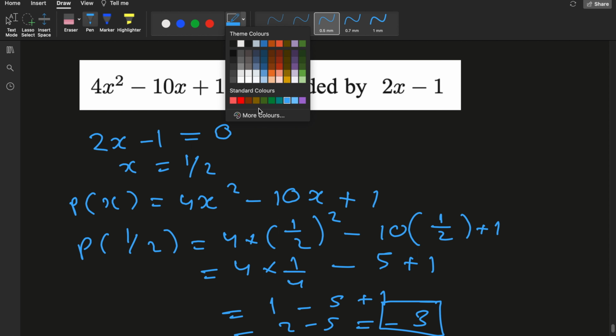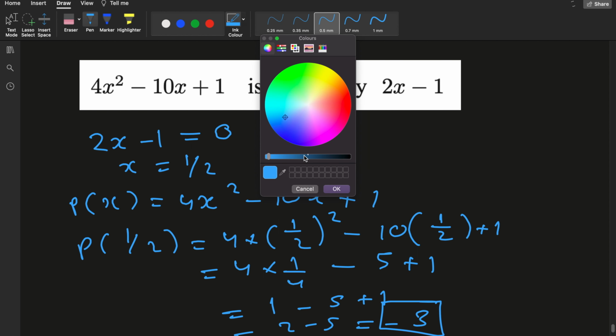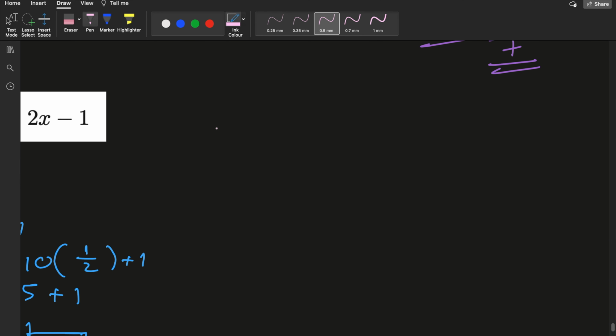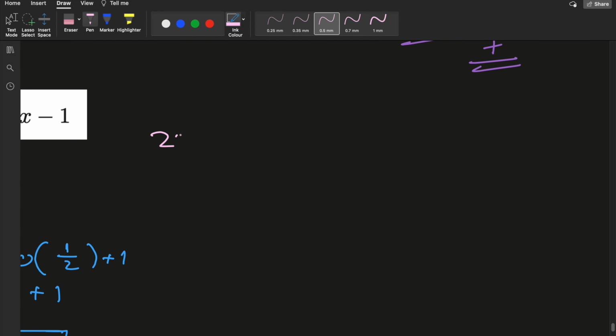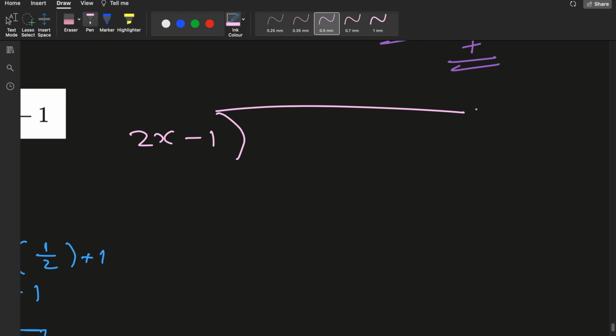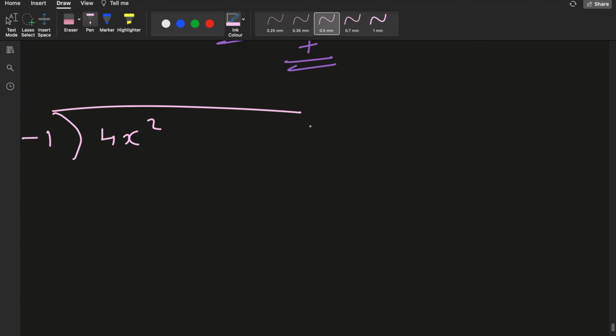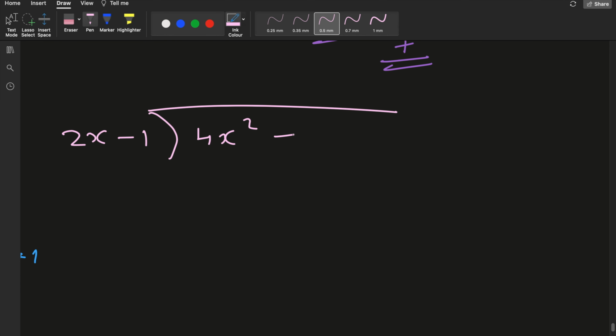Now let's do long division to find the remainder. Okay, so the divisor on one end, the polynomial within, which is 4x squared minus 10x plus 1. Then we write the quotient here, so it's going to be 2x because 2x into 2x gives us 4x squared.